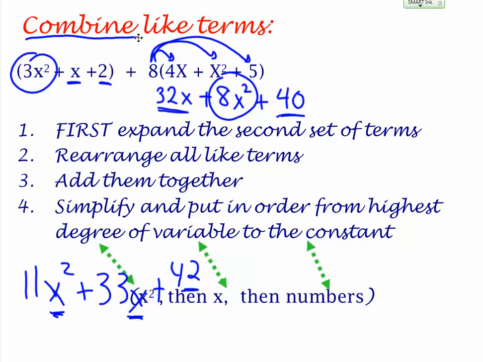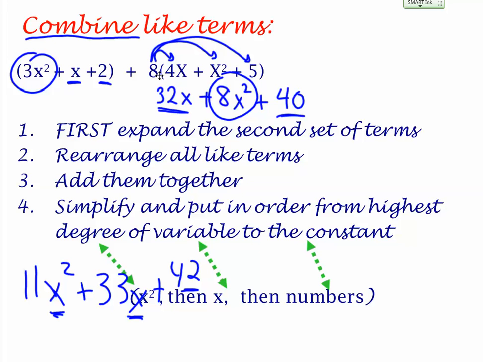And then we practiced combining the distributive property with combining like terms. So first you needed to expand this one. So 8 times 4x is 32x. 8 times x squared is 8x squared. 8 times 5 is 40. And we're adding it with these.